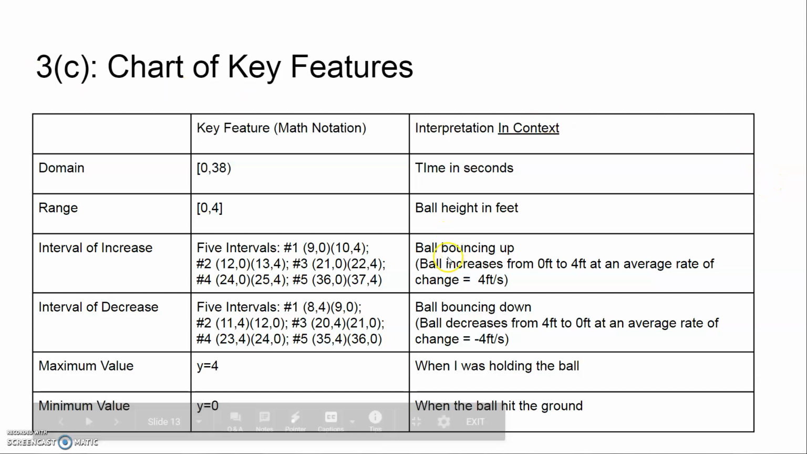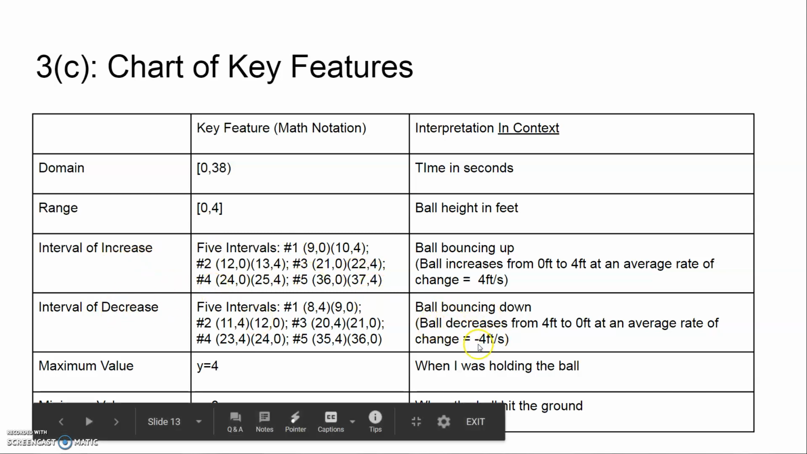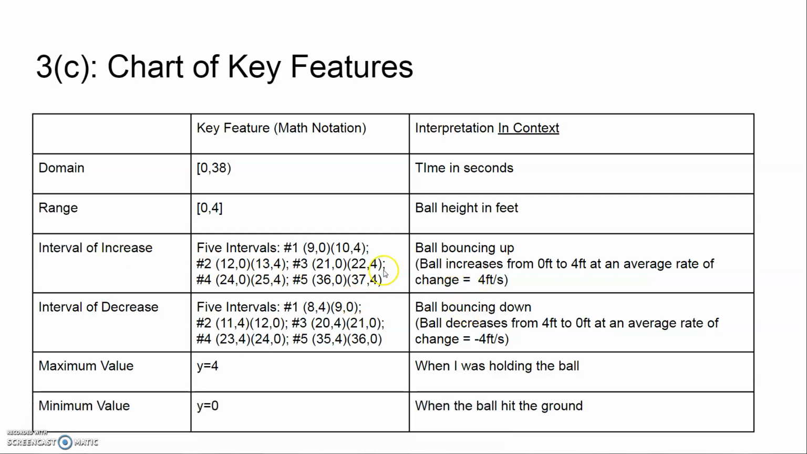This is Miss Matlock. I was realizing when I read the rubric that I left out something, and that was the average rate of change in the intervals. So for the interval of decrease, the average rate of change is -4 feet per second because it's going down a -4 feet slope. When it's an interval of increase, it's positive, so it's a 4 feet per second increase.